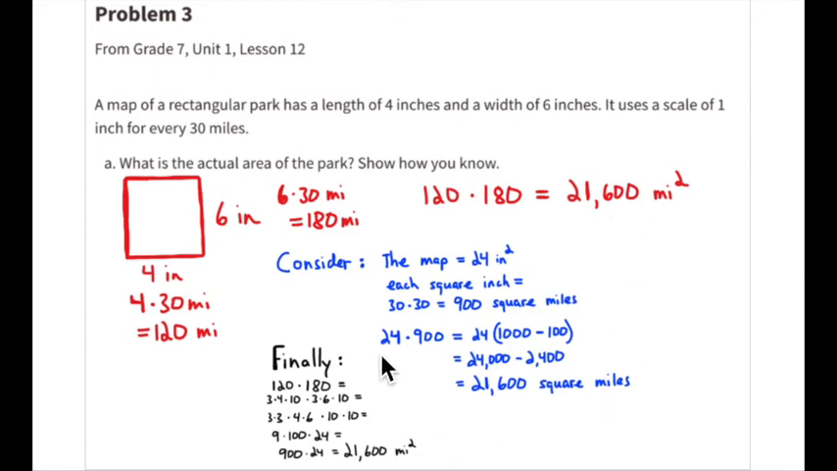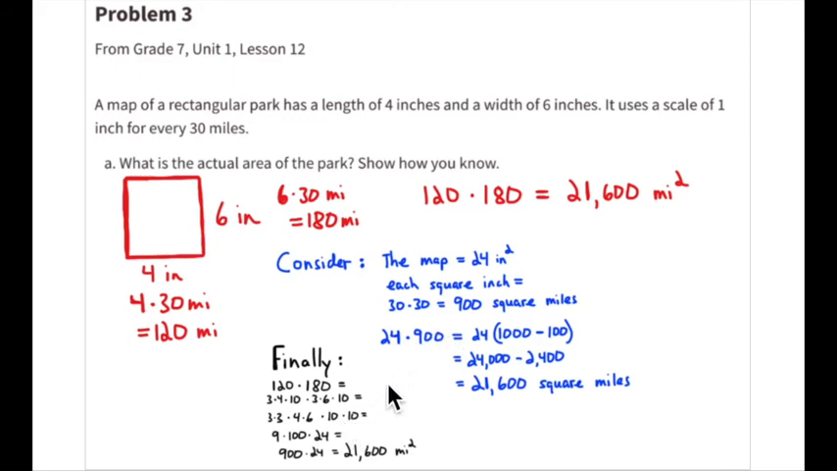And finally, I would have students play around with the numbers a little bit, play around with the factors. Factors of 120 are 3 times 4 times 10. The factors of 180 are 3 times 6 times 10. So here's the 10 times 10, and here's the 3 times 3. Remember, there's a 900 in here somewhere. So 3 times 3 is 9. 4 times 6 is the 24. There's the 24 right there.